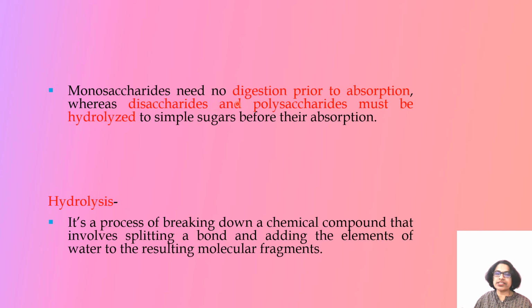Monosaccharides need no digestion prior to absorption, whereas disaccharides and polysaccharides must be hydrolyzed to simple sugars before their absorption. So what we need to understand here is that monosaccharides need no further digestion and are immediately absorbed into the bloodstream. So what is the meaning of hydrolysis? It's a process of breaking down a chemical compound that involves splitting a bond and adding the element of water to the resulting molecular fragments.